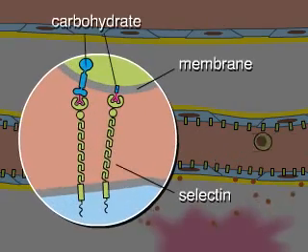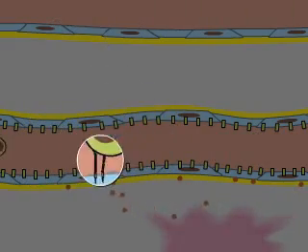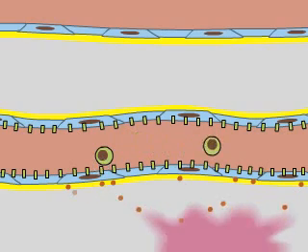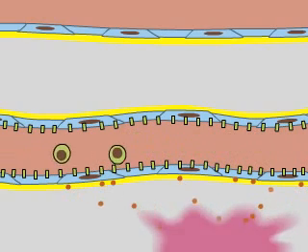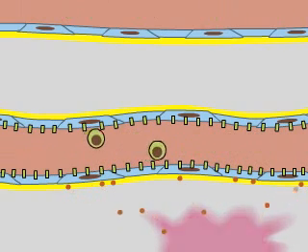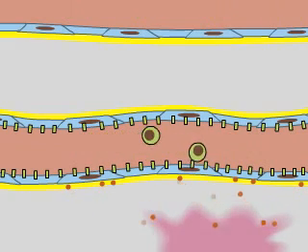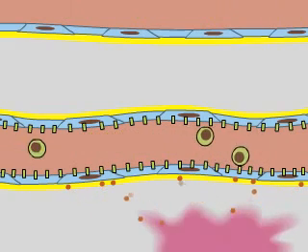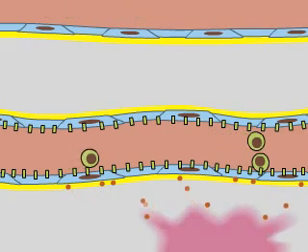Selectins bind to carbohydrates displayed on the membrane of the leukocytes, causing them to stick to the walls of the blood vessels. This binding interaction is of sufficiently low affinity that the leukocytes can literally roll along the vessel walls in search for points to exit the vessel.